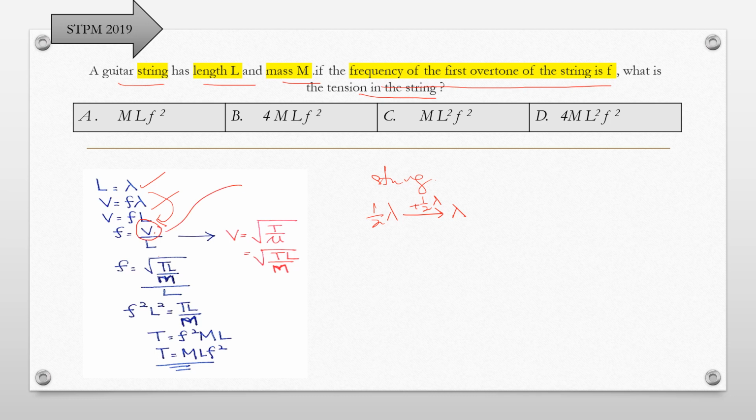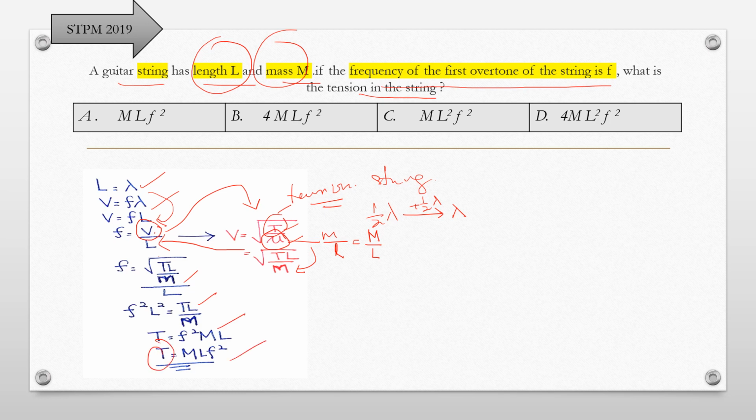Now in order to find V, which is the speed of the transverse wave in the string, we know V is the square root of T over mu. T is for tension. You see, the questions are kind of repetitive in the STPM for this formula. This formula is very important. Then mu is the mass per unit length, which here I will put as capital M over L because it's given here already. Then I substitute inside here and just play with my maths and I get my answer for the tension, which is MLf squared. So the answer would be A.